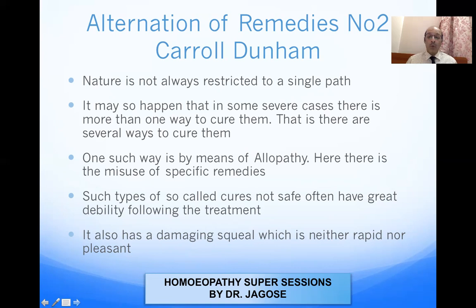Such so-called cures are not safe and often have great debility following the treatment. As you all know, after taking allopathic medicines, the weakness is so much that the patient gets totally exhausted and the patient's strength is totally drained out. It is also a damaging sequel, which is neither rapid nor pleasant. So the sequelae are quite damaging. In short, if you take allopathic treatment, the disease may be annihilated, but at the cost of the patient's health.